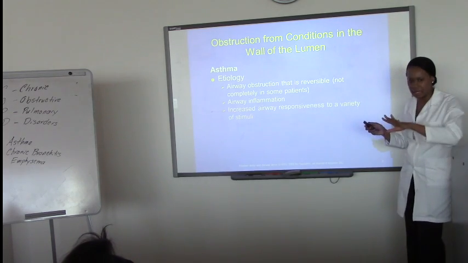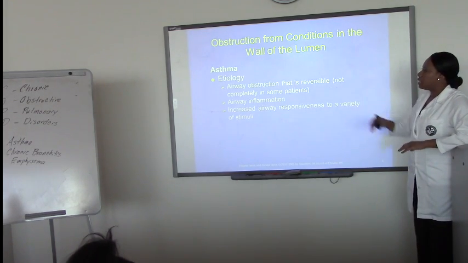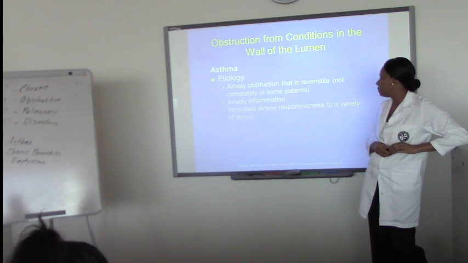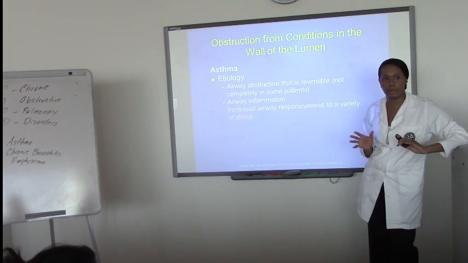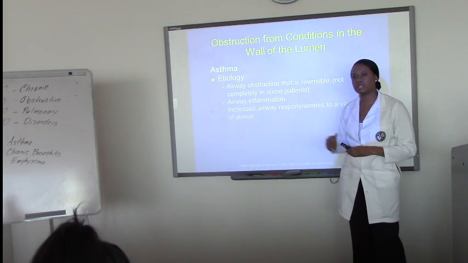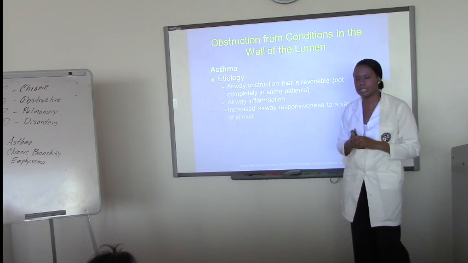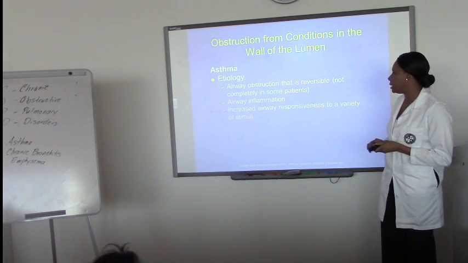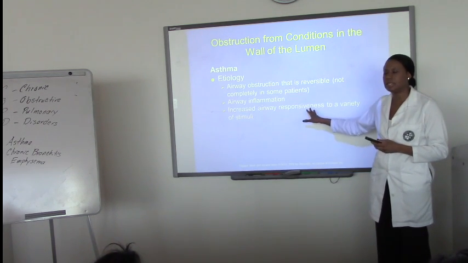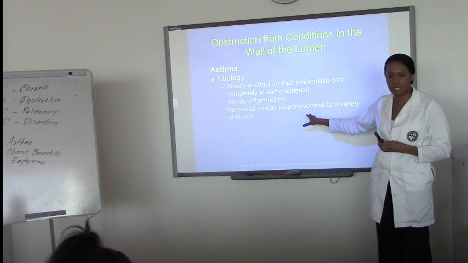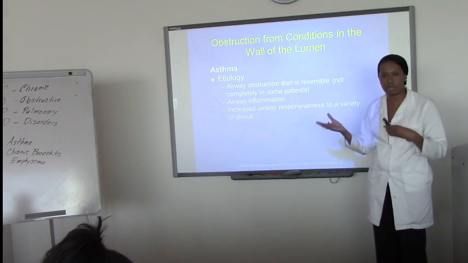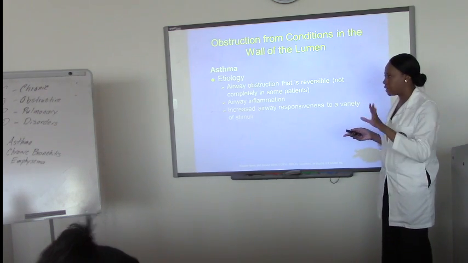Okay, and I'll go over again what I've just said. So the etiology here is airway obstruction that is reversible, not completely in some patients depending on the severity of the asthma. Airway inflammation, please make sure you highlight that because it's really an inflammatory type of process that occurs with these individuals. And an increased airway responsiveness to a variety of stimuli. So what does this mean? This means that the immune system will get kicked in once they come into contact with that stimulus, whatever it may be, whether it's the cat, the dog, dust, cigarette, whatever it is.